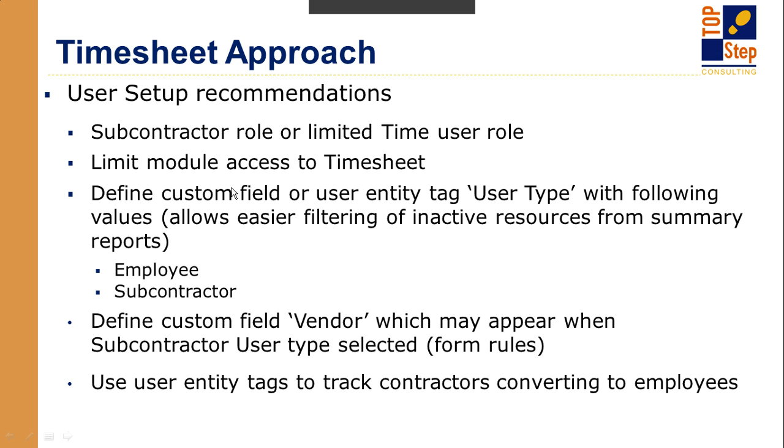If you just use a custom field, like some drop-down, to show that they're an employee or a subcontractor, then if they move from one to the other, you'd have to disable the first account and create a new one with the second value. Otherwise, it would look like they were always a subcontractor or always an employee if you just change the value. You can define a custom field on a user to identify the vendor that they belong to. And you can use those entity tags, as we talked about, to track contractors converting to employees.